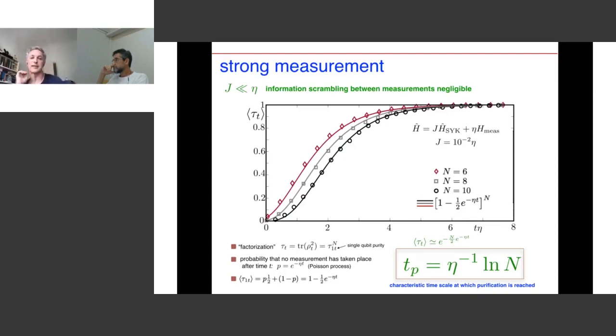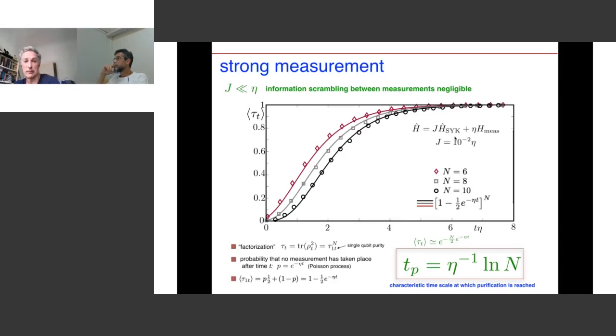And then one can make the assumption, or observe, that the probability that no measurement has taken place after time t is a Poisson process, just as the exponential, where the measurement rate is multiplied with the time. And with this, one can figure out the purity of a single spin, and taking the power n of this, we arrive at this result here, which are the solid lines.